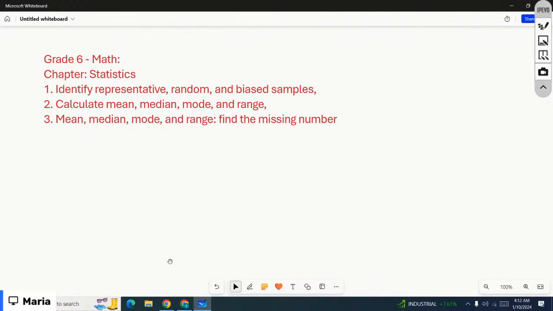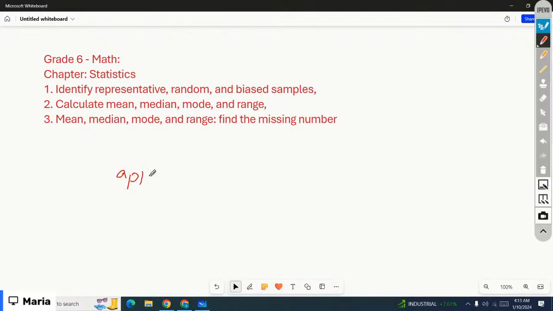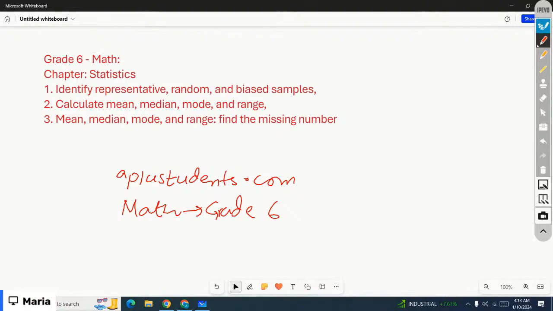We are here for grade 6 math. You can find all the lessons on aplusstudents.com. You have to log in there using your email address and password as provided by the administrator. Then you have to select math from the subject tab, scroll down to grade 6, and then click on view all lessons. There you can find a list of the chapters.